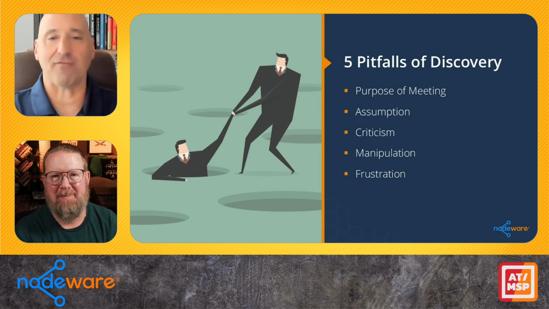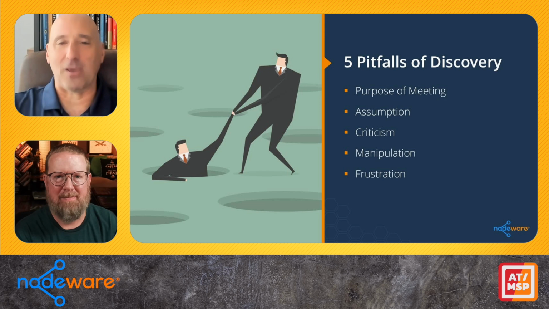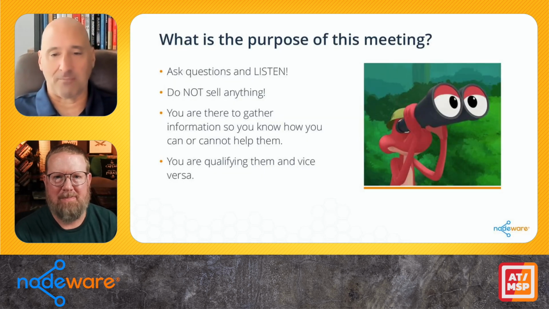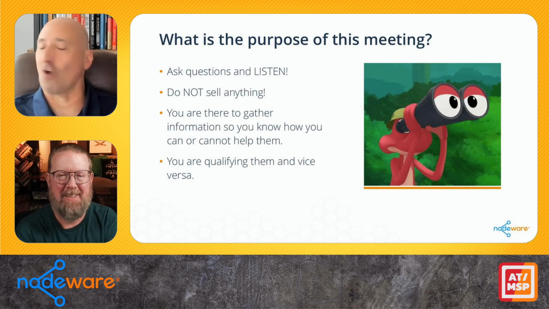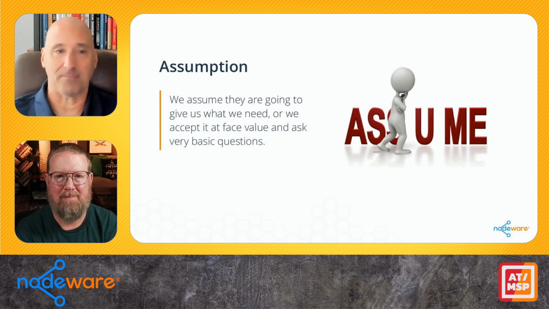So there are 5 pitfalls of discovery that I think every MSP, not even MSP, everybody seems to run into. First, what's the purpose of this meeting? You're going to ask questions and shut up. You're not trying to sell anything. Don't sell. You're there to gather information so you know whether you can or cannot help them. Remember, you're qualifying them as much as they're qualifying you. It's fair on both sides. They may not be a good customer for you.